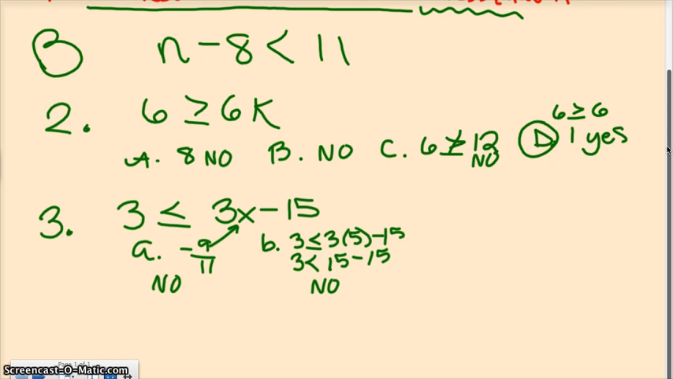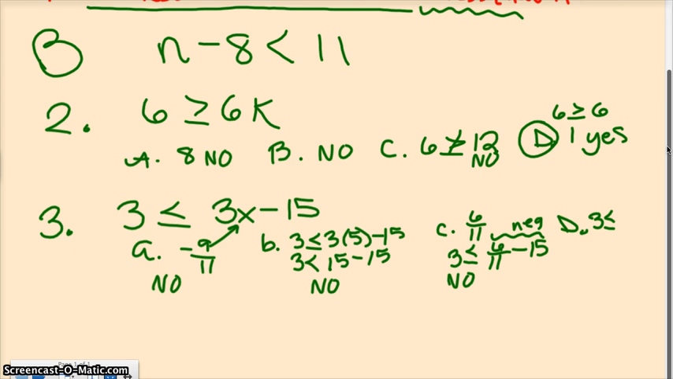C, 6/11. Plugging that in, is 3 less than or equal to 6/11 minus 15? Well, in this situation, it's going to be negative, and I know then that 3 is bigger, so no. And D, is 3 less than or equal to 3 times 6 minus 15? Is 3 less than or equal to 18 minus 15? 3 is less than or equal to 3. So our correct answer there would be D.